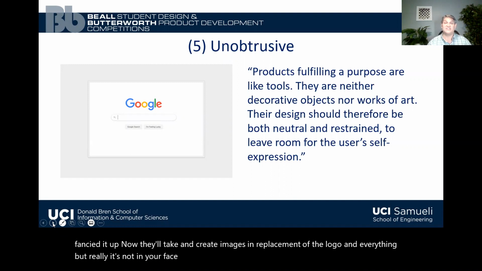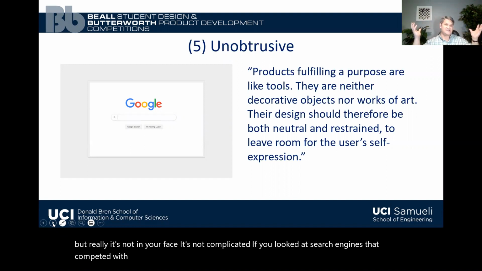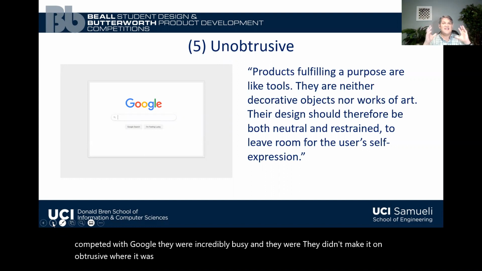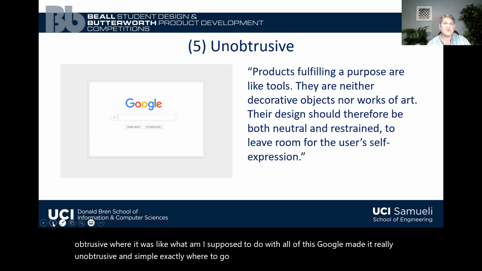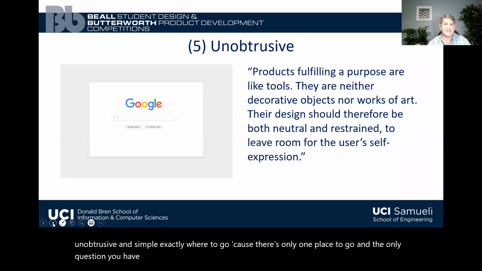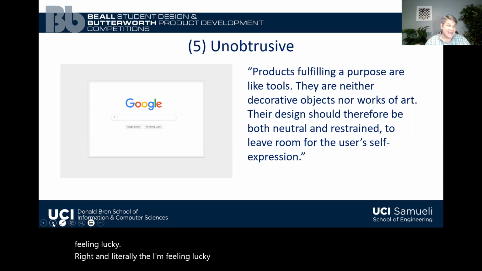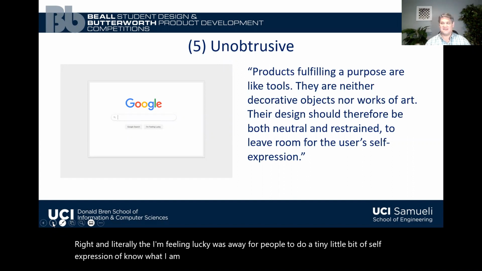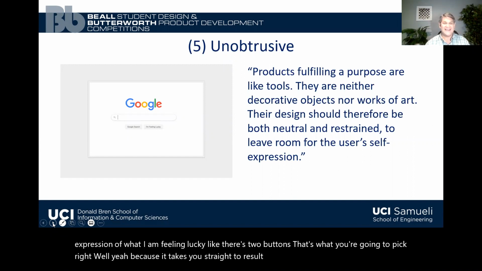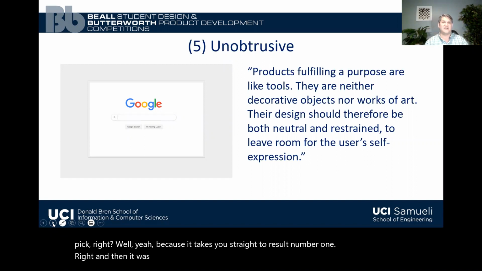It's not complicated. If you looked at search engines that competed with Google, they were incredibly busy. And they didn't make it unobtrusive, where it was like, what am I supposed to do with all of this? Google made it really unobtrusive and simple. You know exactly where to go because there's only one place to go. And the only question you have is, what's the difference between Google search and I'm feeling lucky? Right? And literally the I'm feeling lucky was a way for people to do a tiny little bit of self-expression of, you know what? I am feeling lucky. Like there's two buttons. That's what you're going to pick. Right? Well, yep, because it takes you straight to result number one, right? And it was a tiny element of self-expression that Google could put into a very basic page otherwise.